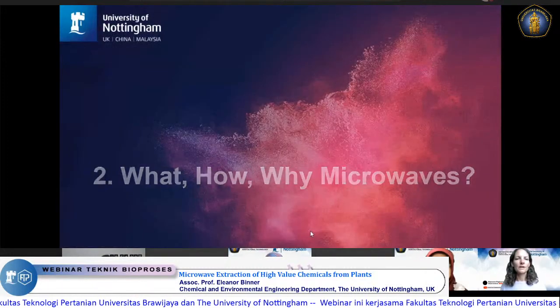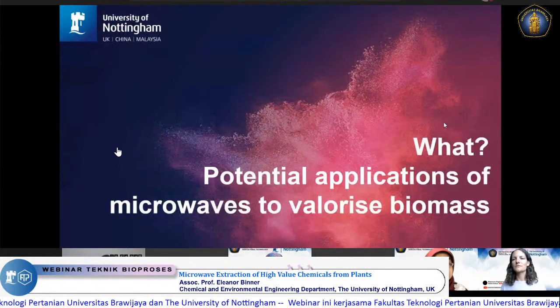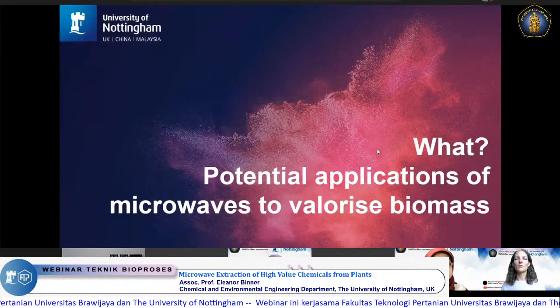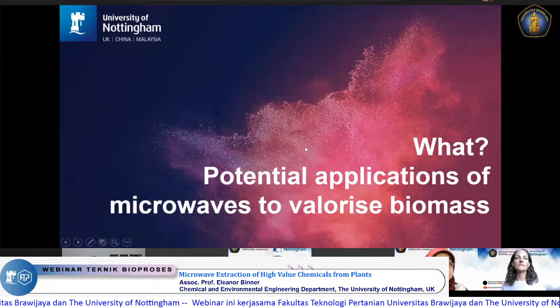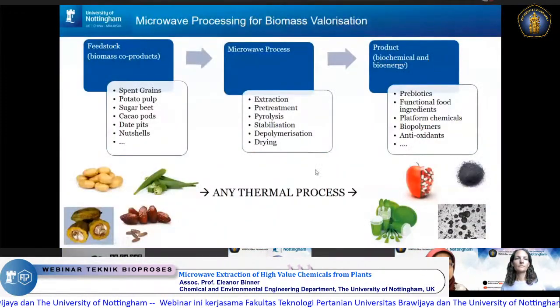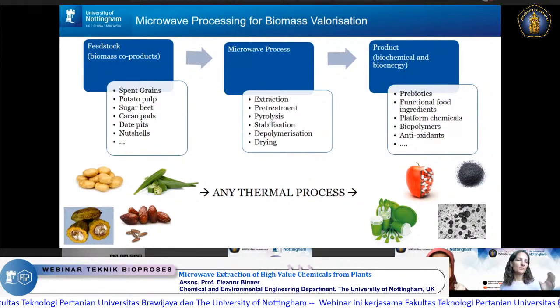So now I'm going to talk about why and how microwaves. First of all, what are the potential applications of microwaves to valorize biomass? We're process engineers, you're engineers too, so this is the way we look at things. We look at feedstocks, processes, and products. The feedstocks that we're interested in are very wide ranging. They're all, as I've said, biomass co-products and byproducts. I've just put a small list of the different feedstocks that we've worked on.